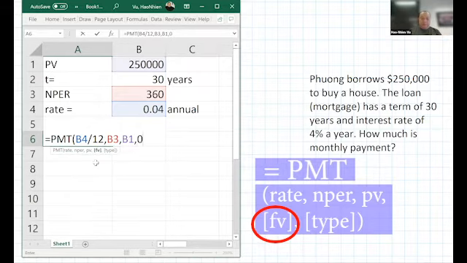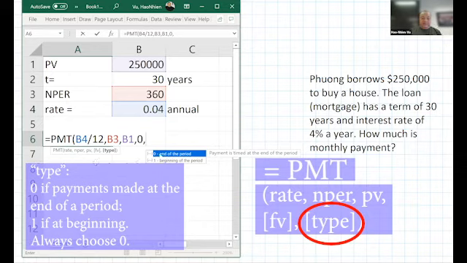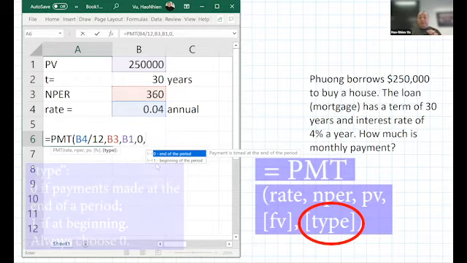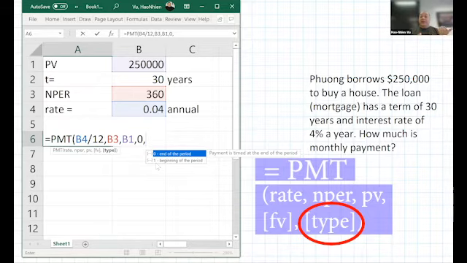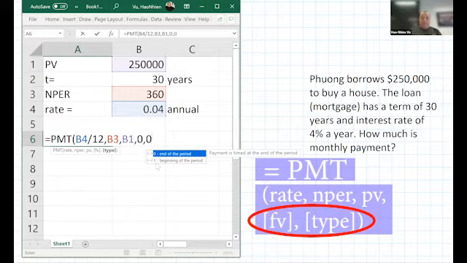So I go comma 0 for future value. And the type is 0 for the end of the period, payments made at the end of period, or 1 at beginning of period. In a math class, we always assume that payments are made at the end of the period. Like I said before, if it's not made at end of period, let's pretend that we got started last month, so it becomes end of period anyway. These two values are 0, 0, and I really didn't need to put them in because they're the default values. I'm putting them anyway to illustrate.